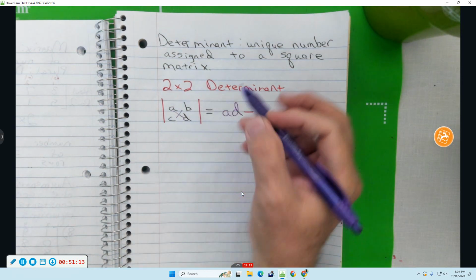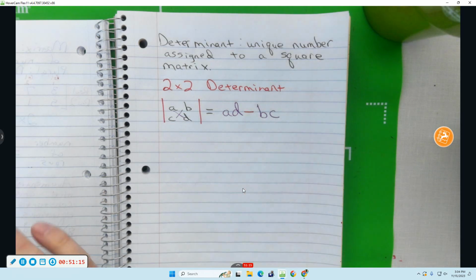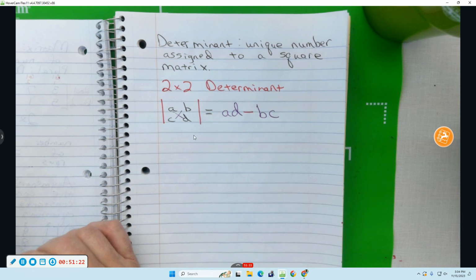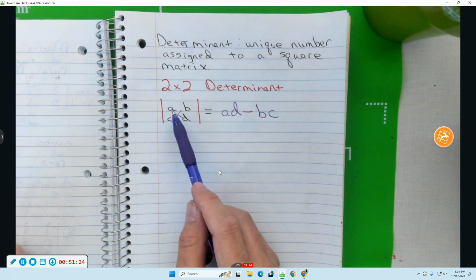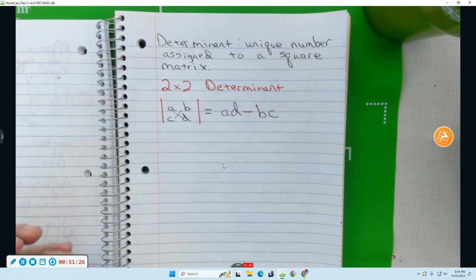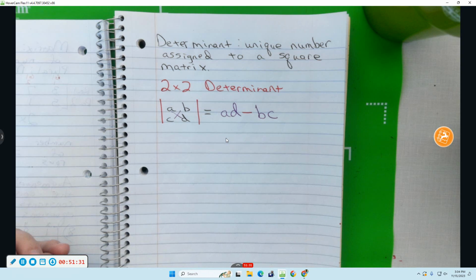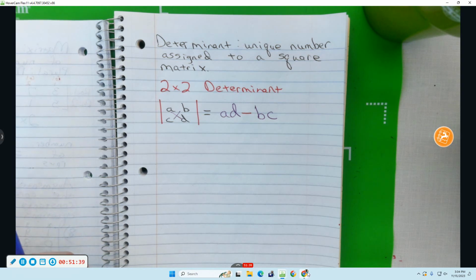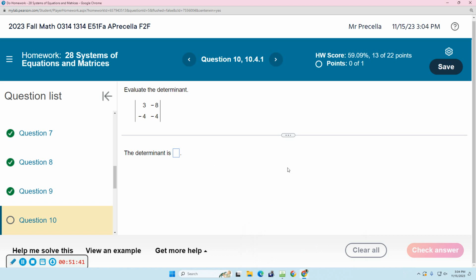BC. Don't make 2 by 2 determinants harder than they are. A common mistake is people will do BC minus AD. No, you always have to start with the first number. If you reverse it and get BC minus AD, you'll get it wrong every time. So you just multiply minus multiply. Okay, not hard.